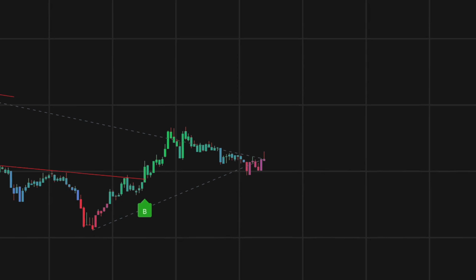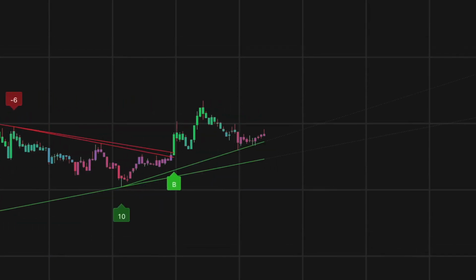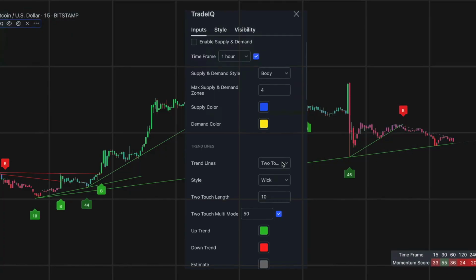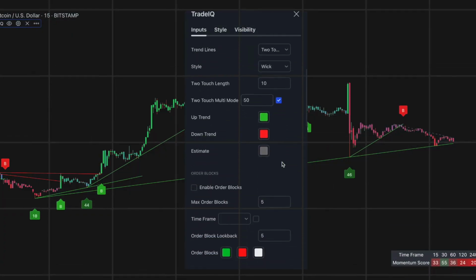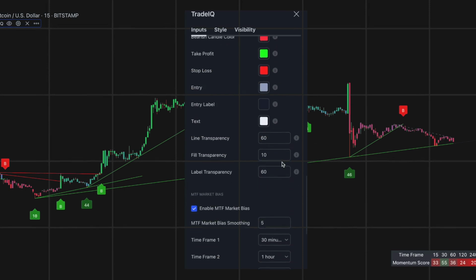Sounds too advanced, doesn't it? Don't worry, you don't have to be an advanced trader to use this indicator. In this simple-to-follow tutorial, I'll walk you through this amazing technical analysis tool, as well as show you strategies with it that will completely transform your trading game.